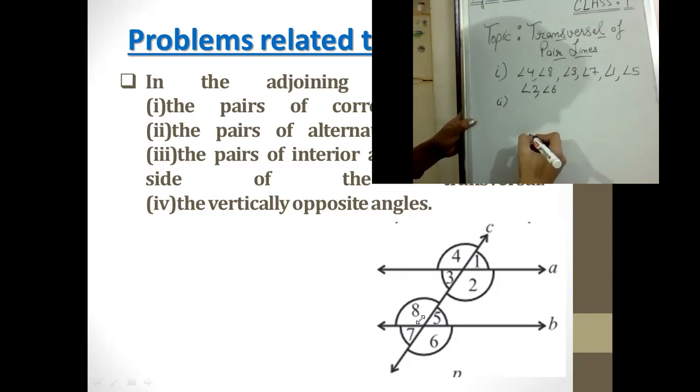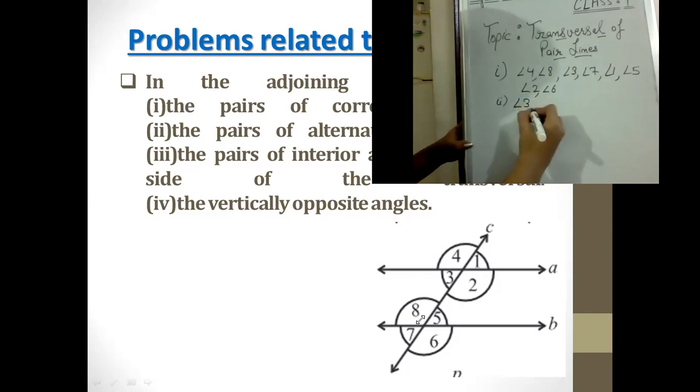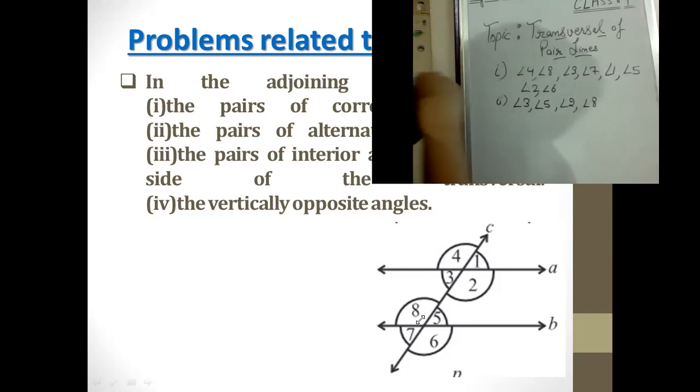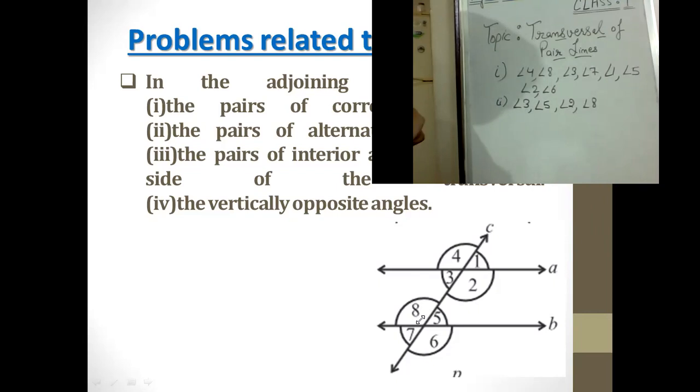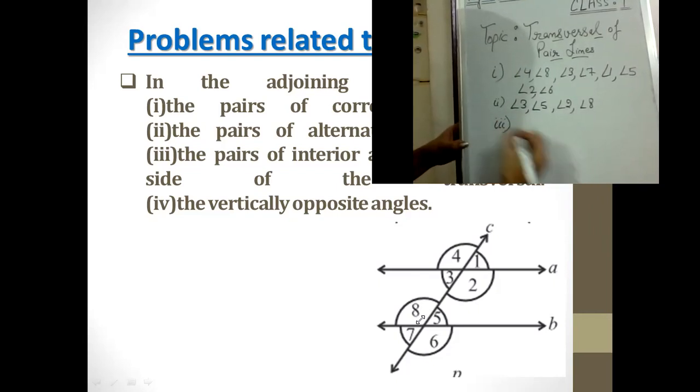The pair of alternate interior angles, you have to make sure that alternate interior angles should be interior. What are the alternate interior angles? Angle 3 and angle, yes, 5. Okay, then angle 2, then angle 3. Is there any other angle which is making alternate interior angles? No. So this would be the final answer.